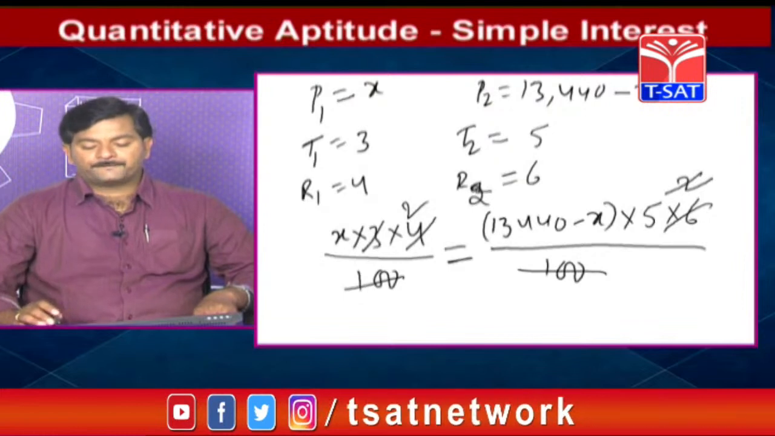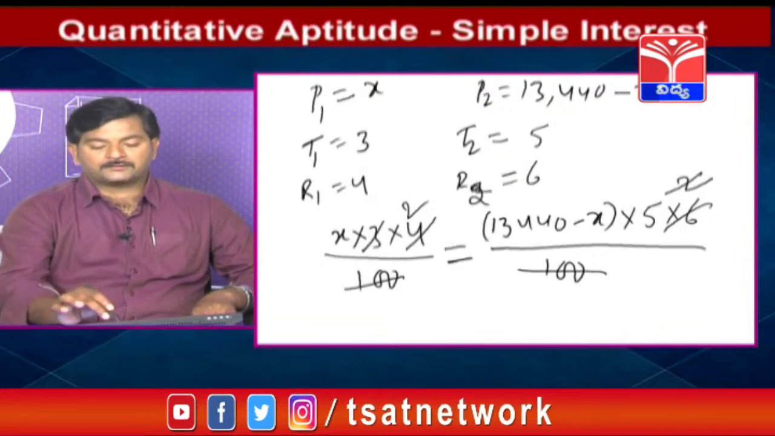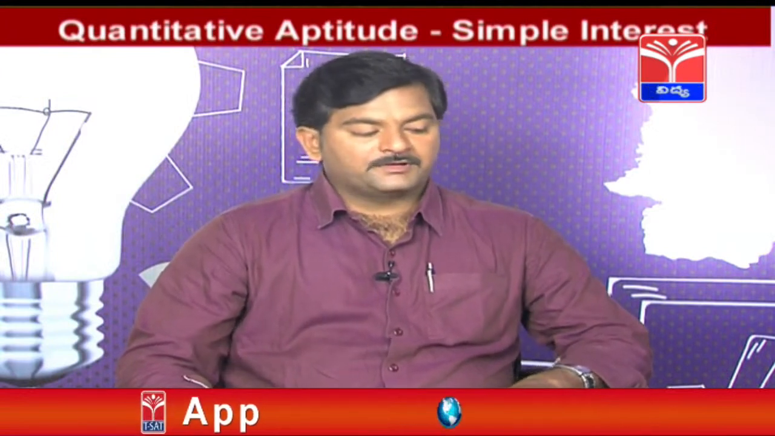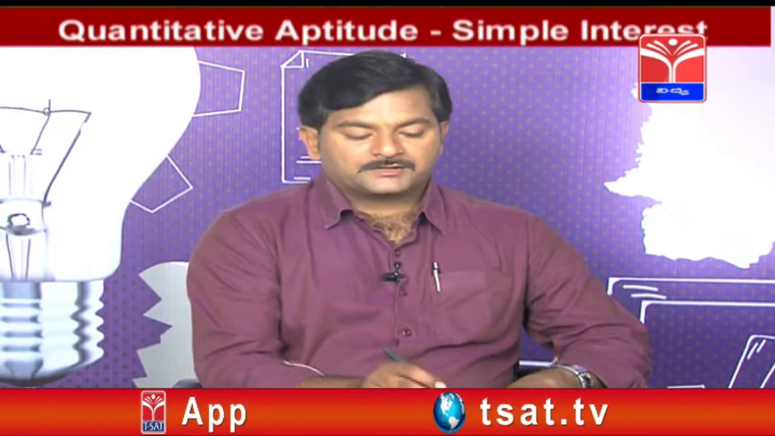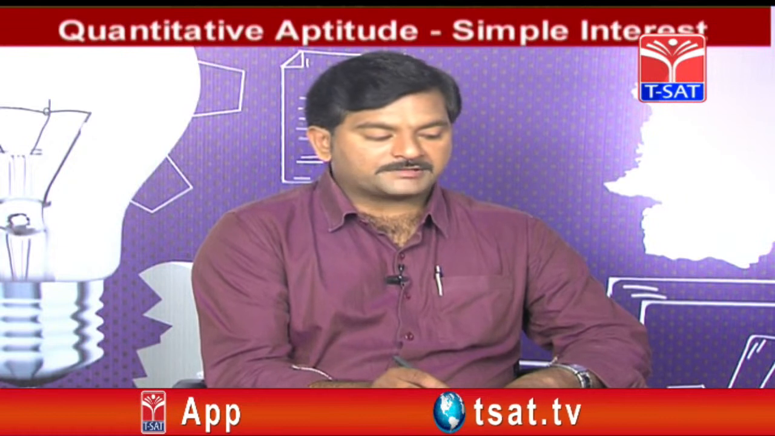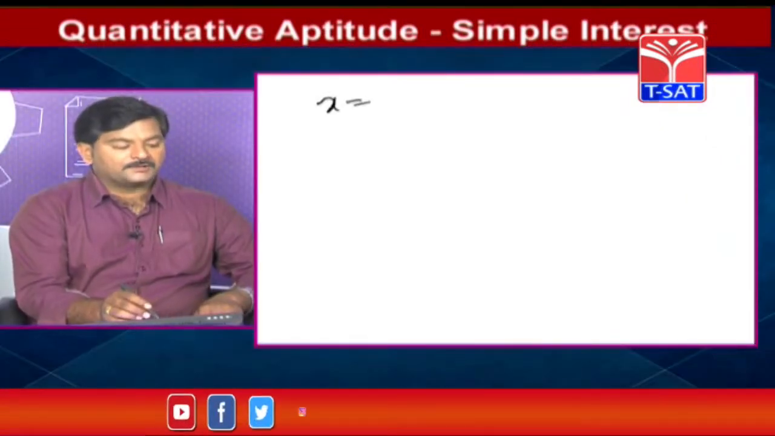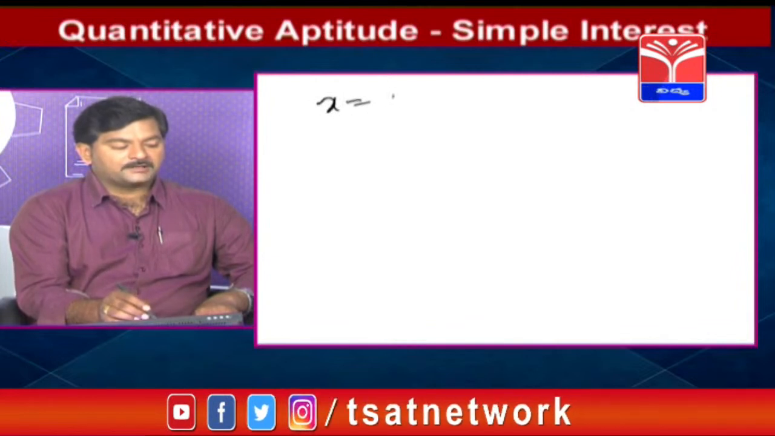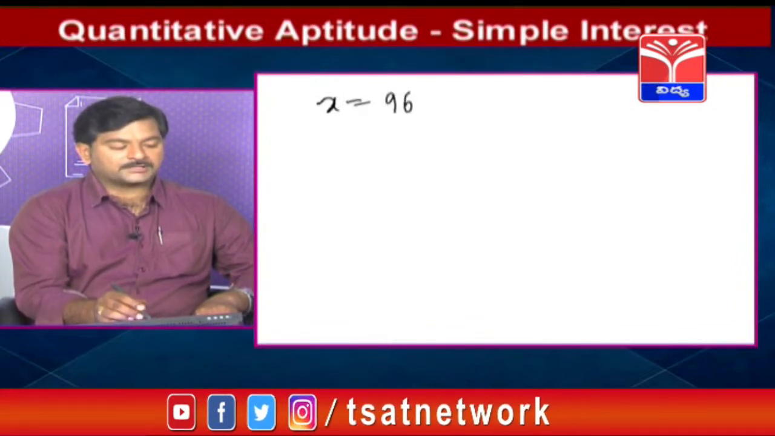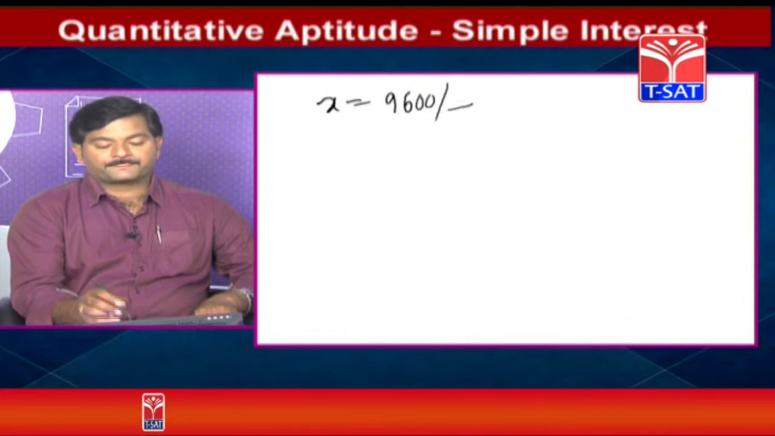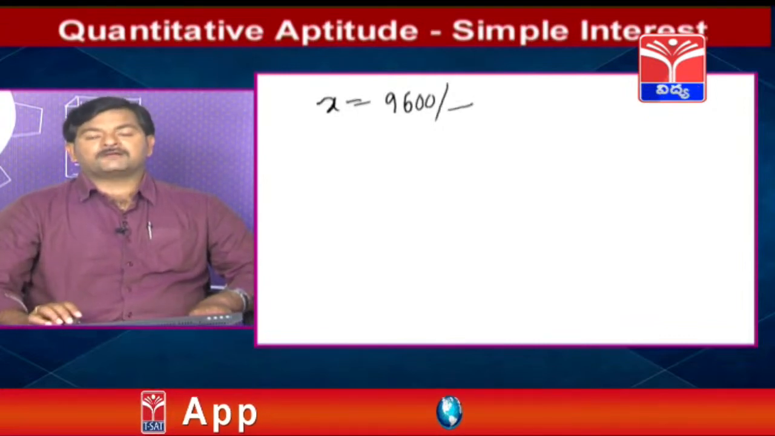Okay. So from this it's a mathematical calculation. If you will solve this by equating this equation, then you will get a quadratic equation. So solving that quadratic equation, you will get the first part, you will get the X value. So X value is obviously how much you will get? 9,600 rupees. You will get 9,600 solving for X.